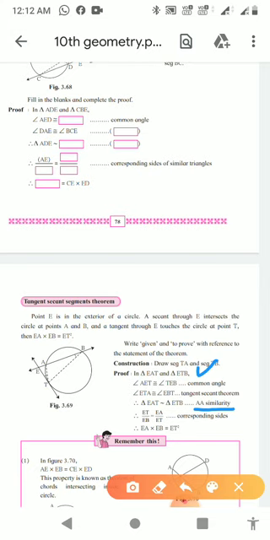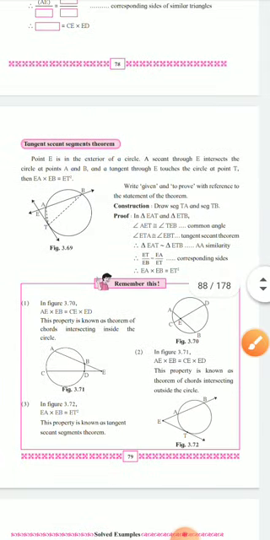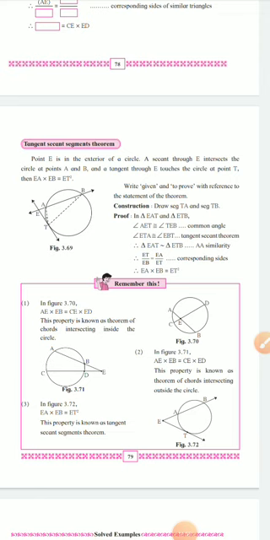This particular tangent secant segment theorem we have to use while solving many problems from the practice set or in your examination also. So this is the most important theorem, I can say. Now we will quickly revise the basic concepts in this section of your book.